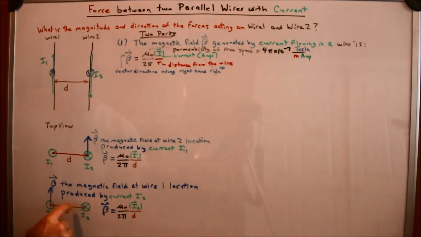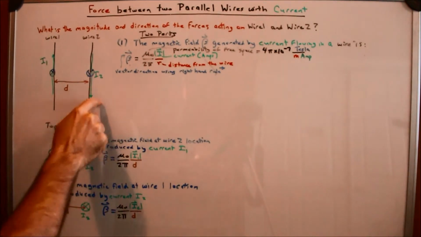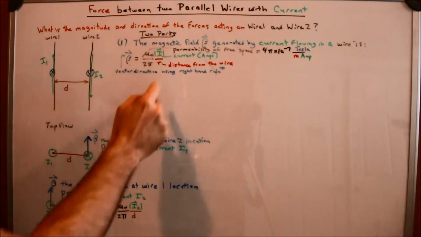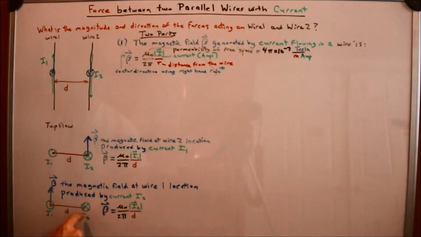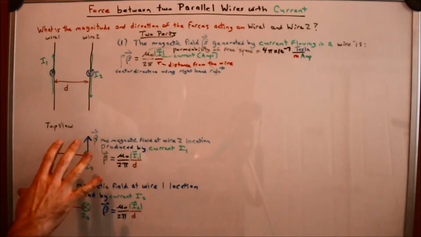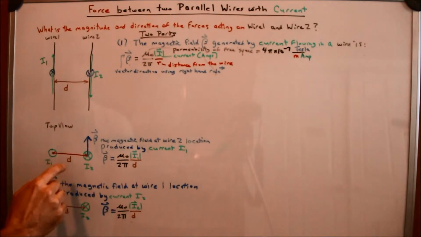And then for this case, what's the magnetic field at this location where this wire is, produced by this wire? It's again the permeability of free space over 2 pi. This time the current that produces it is I2, so it's I2, and again d is the distance between them. So that's the magnitude and the directional vector of this magnetic field at these two different locations.